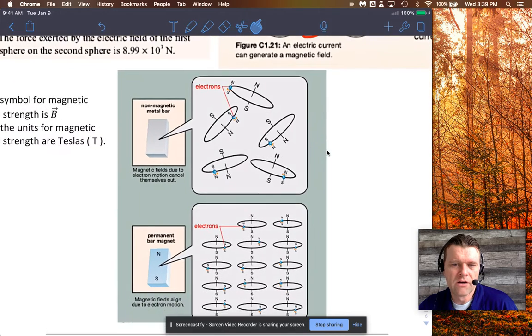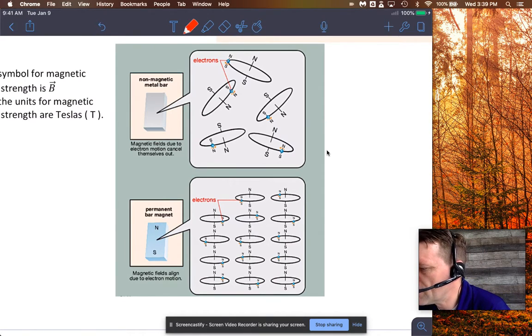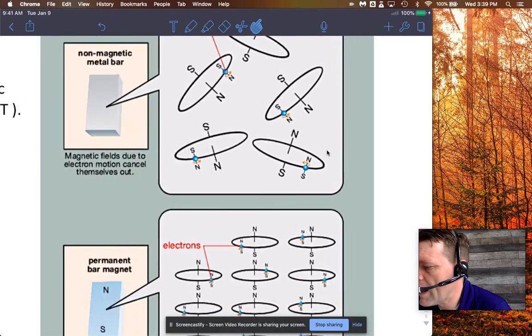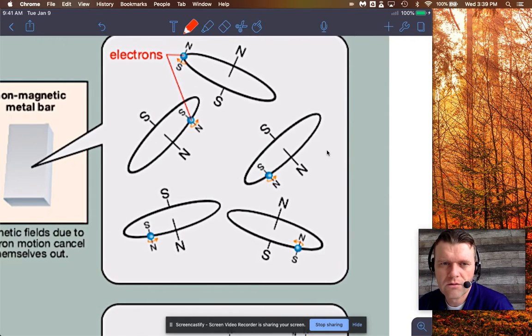This little drawing here shows a non-magnetic metal bar and how inside that metal, these electrons are orbiting in random alignments. They call them domains, if you remember that from the other video, like collective areas or domains. But see, they're totally not lined up, so they don't really produce a collective magnetic effect.